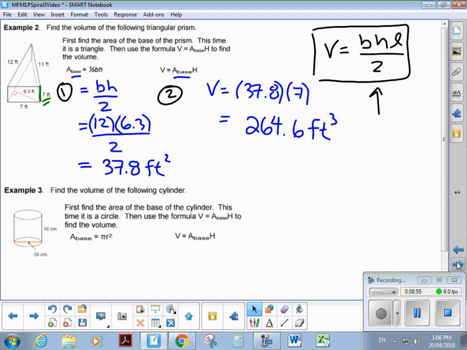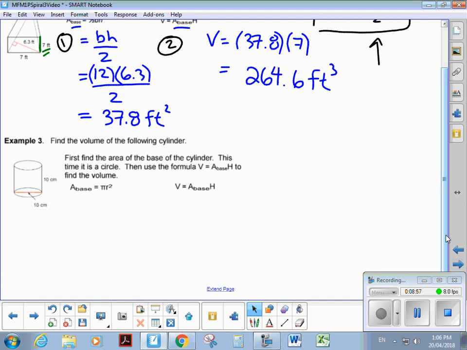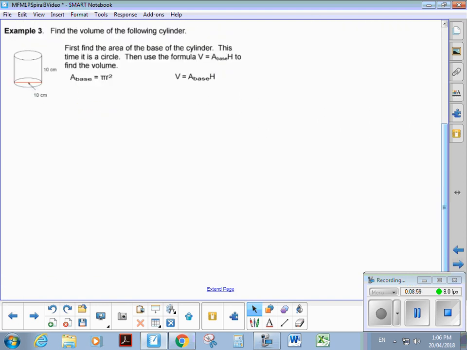All right, on to example 3. So now we have a cylinder, so we're just going through. Again, locate the cylinder on the formula sheet, please, because you want to use your formula sheet and get used to that. We've broken it apart into area of base and then volume. So area of base, so here we go, we have a circle. The diameter is 10. So you got to be careful with this. That means the radius is 5.